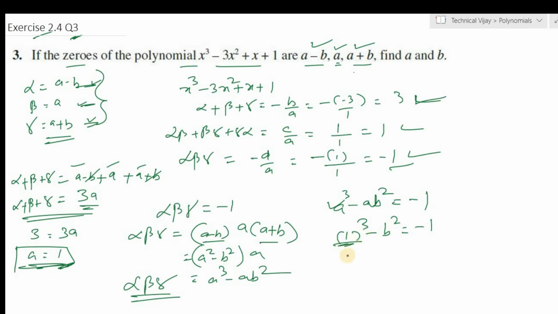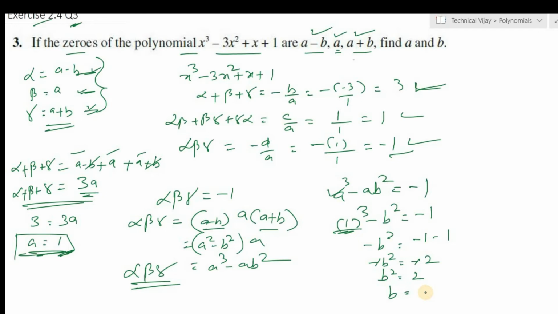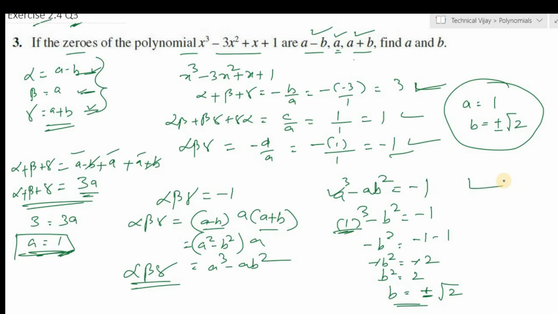So this 1 cube means 1 only. So this one will take to this one. So minus b square is equal to minus 1 minus 1. So b square is equal to 2. So b is equal to plus or minus square root of 2. When we are taking the square root it has two values, plus or minus. So a is equal to 1 and b is equal to plus or minus square root of 2. So these are the a and b values. So we will go for the next question.